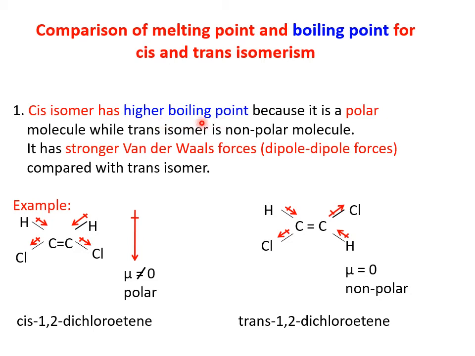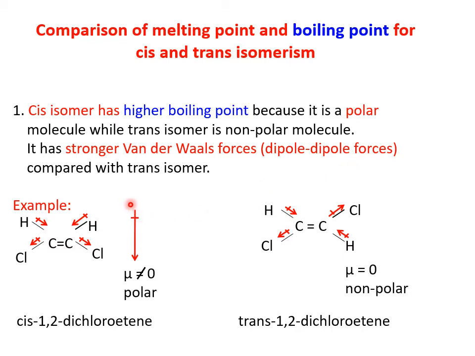What is boiling point? It's the change from liquid to gas. Cis isomer has a higher boiling point because it is a polar molecule, while trans isomer is a non-polar molecule. If you still remember, cis isomer being polar means it has stronger van der Waals forces, which are dipole-dipole forces, compared to non-polar, which has London dispersion forces. Dipole-dipole forces are stronger than London dispersion forces.